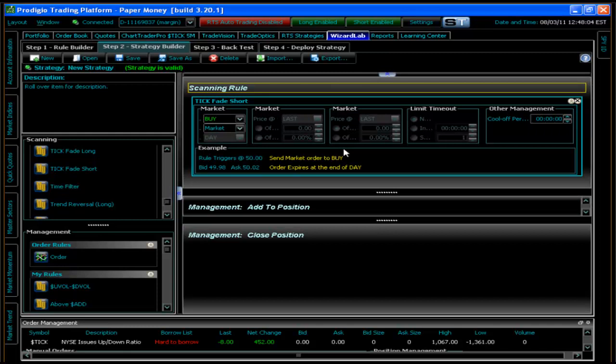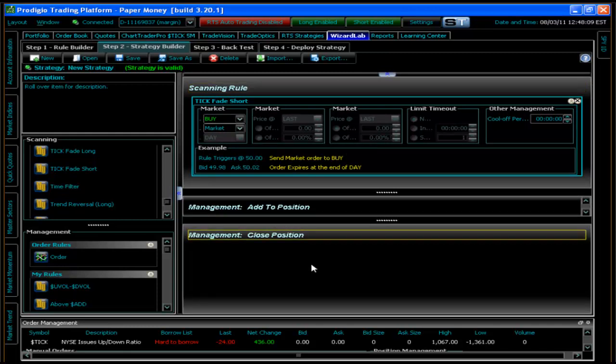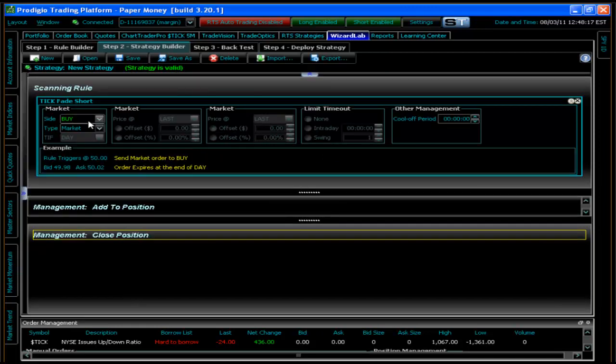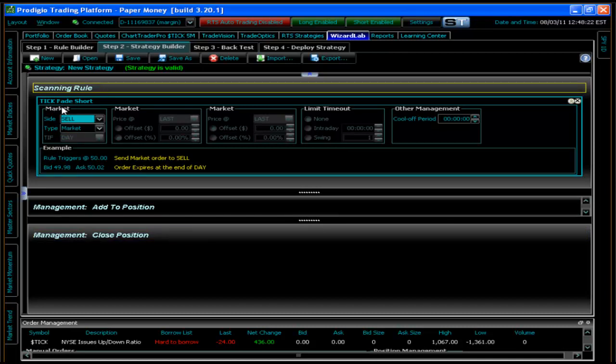I drag that scanning rule into the scanning rule part of the strategy, and I can specify how I want to manage this position. Now I want to go short here, right? Tick fade short. So you specify the parameters of the order, and you pick sell here too. And you want to use the final rule as your scanning rule. You can use any rule that you want actually, but you always want to use your most complete rule, and in this case it's tick fade short or tick fade long, because it combines the series of triggers with filters.